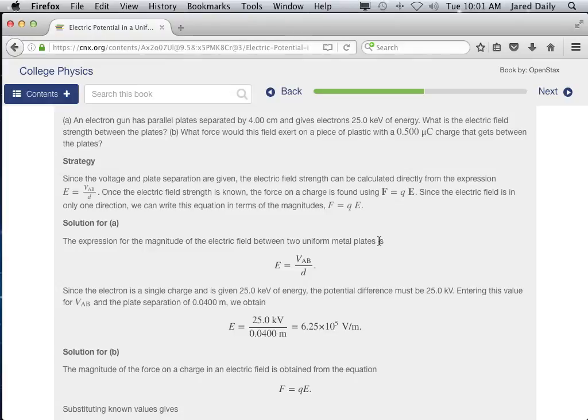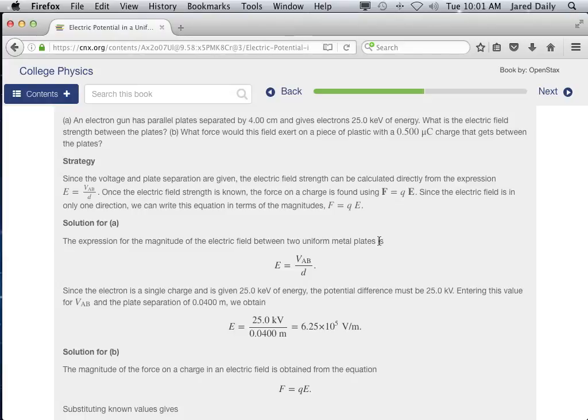And we want to know what is the electric field strength between the plates, and what force would this field exert on a piece of plastic that has a 0.5 microcoulomb charge that gets between the plates. So first of all, electric field. The electric field is the voltage between A and B over D. The voltage is 25 kilovolts.